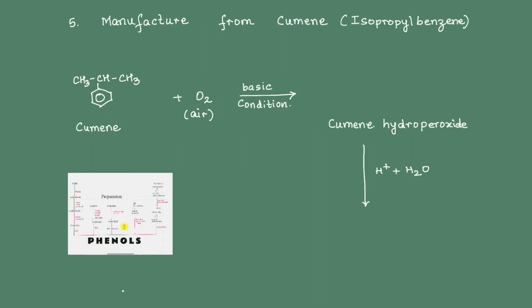We are now going to talk about the manufacture of phenol from cumene or isopropyl benzene. So what have we been doing all this while if this is manufacture? We've been talking about preparation. So what is the difference between preparation and manufacture? Yes, I know you know it very well.